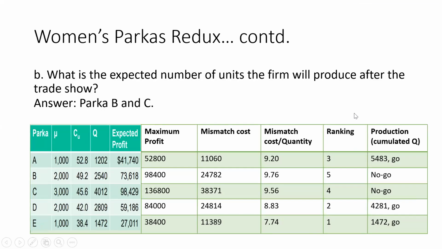Okay, what is the expected number of units the firm will produce after the trade show? After the trade show, it's B and C. Obviously by the table.